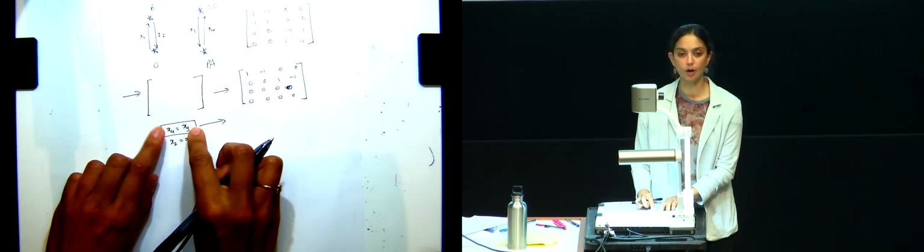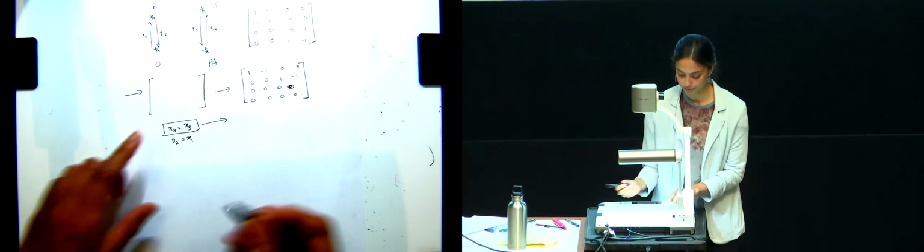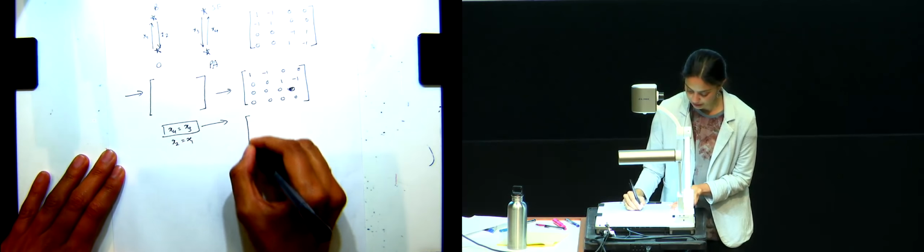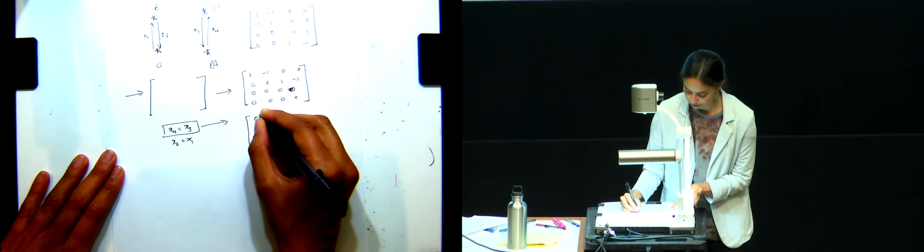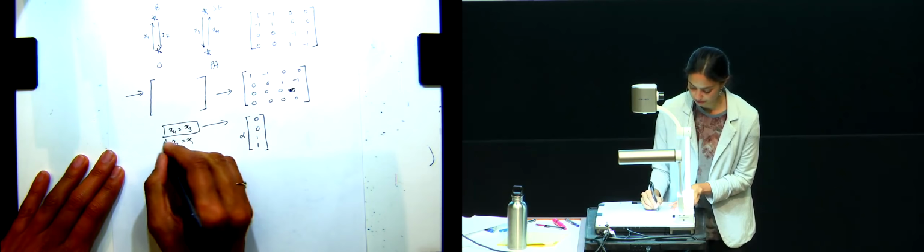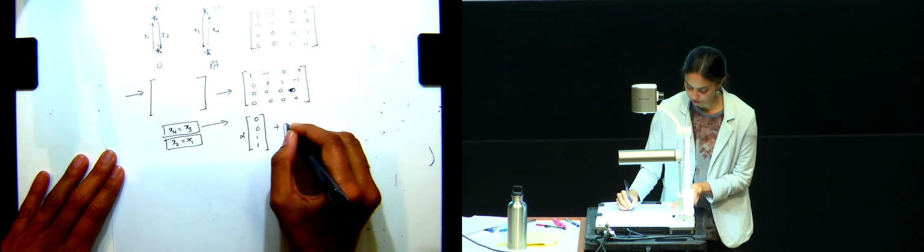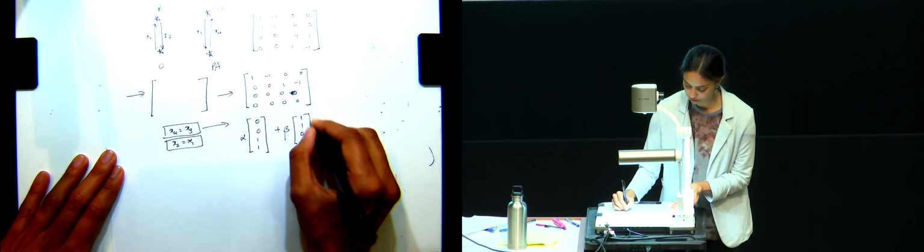We've talked about how a line and a vector can be represented as a set of vectors. So this is basically the set of vectors 0, 0, 1, 1 times alpha. And this is the set of vectors 1, 1, 0, 0.